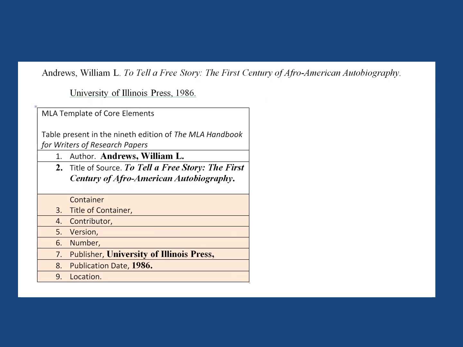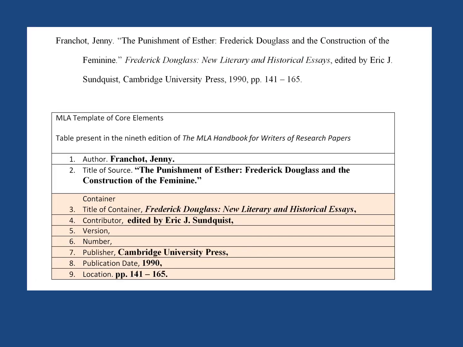If information about a particular core element is not present from the source, then skip it. The same can be seen in this example, where not all of the core elements are provided. For example, the version and the number for the source are not present. They're not relevant to the source, and therefore skip it.